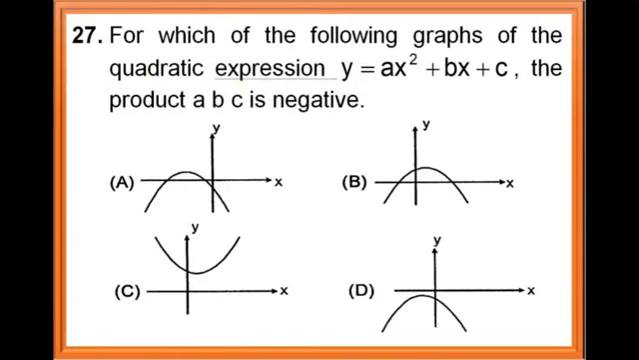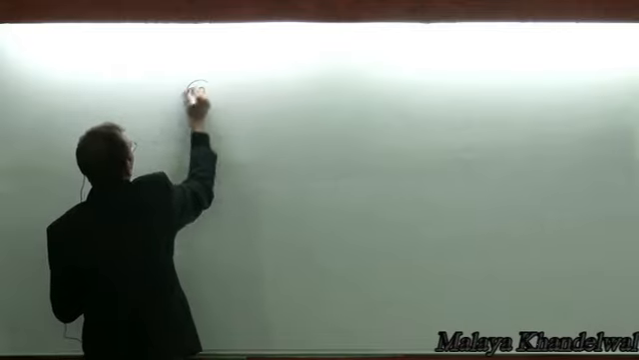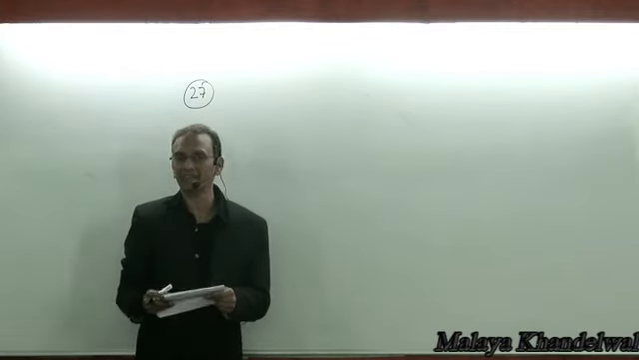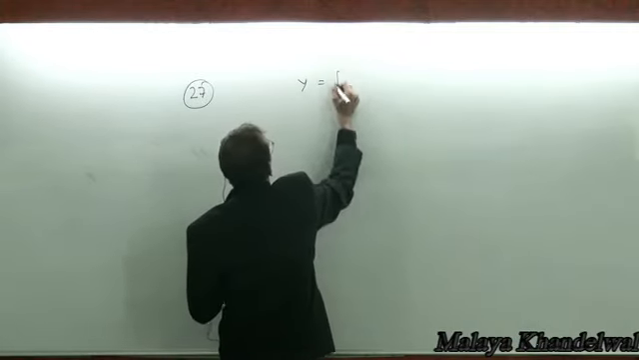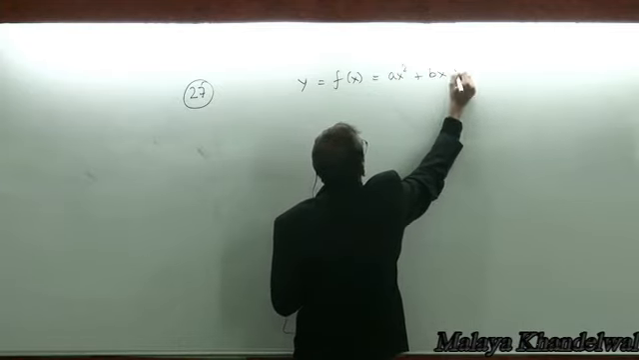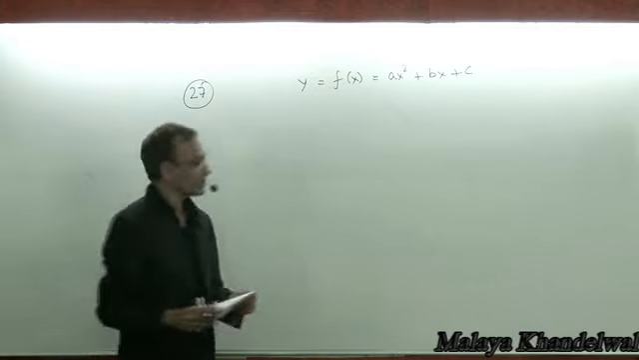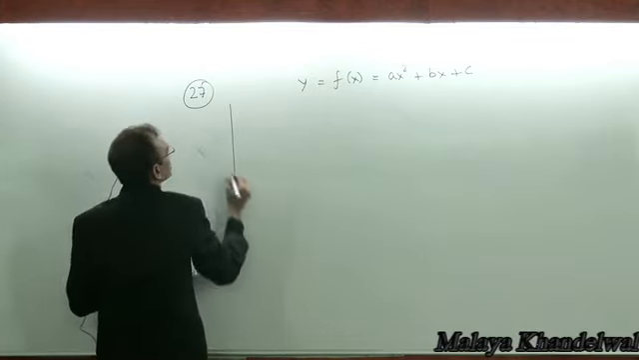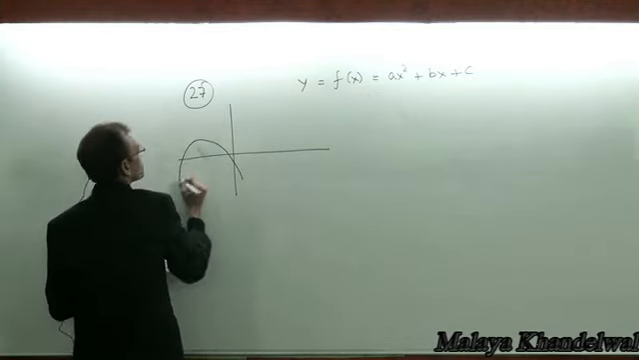Yes or no? In 27, for which of the following is the product ABC negative? That's required. For which of the following is the product ABC negative? Given a quadratic y equal to fx equal to ax squared plus bx plus c. Now the first case of the graph is given as follows. This is the case.